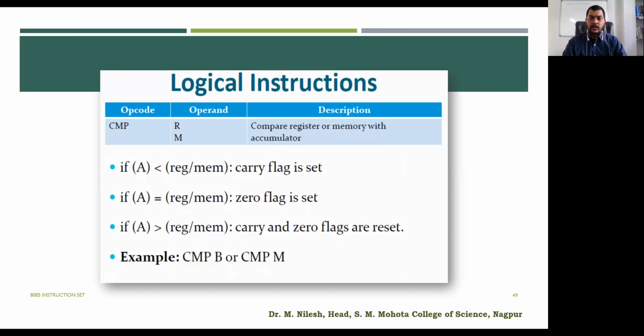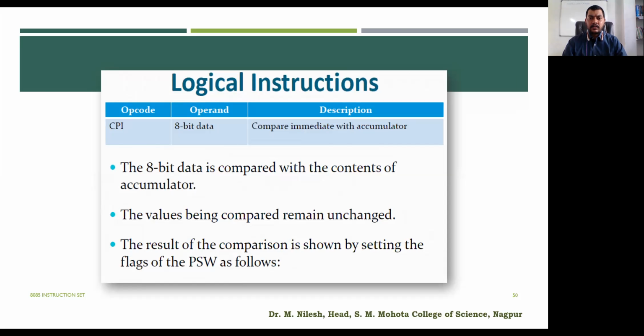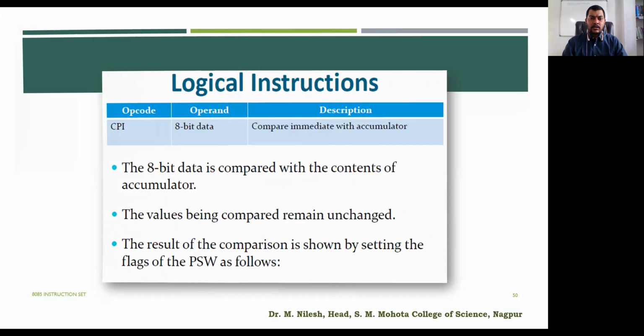Carry flag set, reset, and this is used to check greater and smaller. Then we have a logical instruction, CPI, compare the immediate data. This is another instruction. Then we have what happens with CPI data, that is given over there. Then logical instructions like AND. So ANA is AND register or memory with the accumulator. Then ANI, AND immediate, the data with the accumulator.